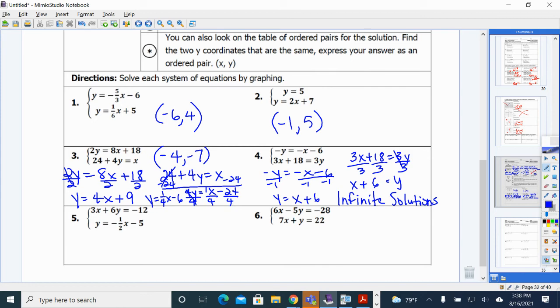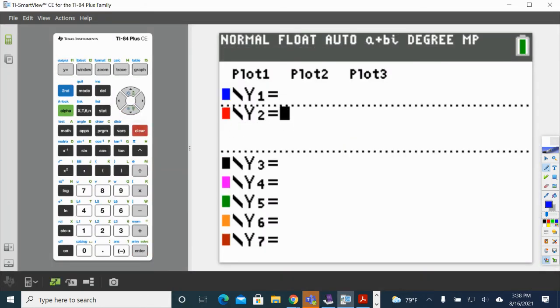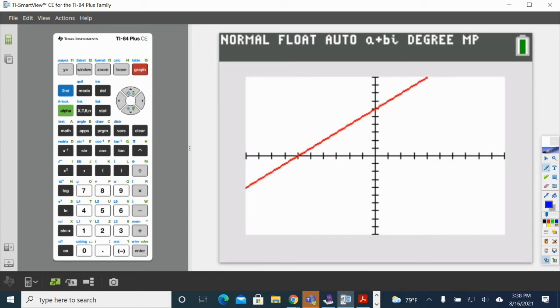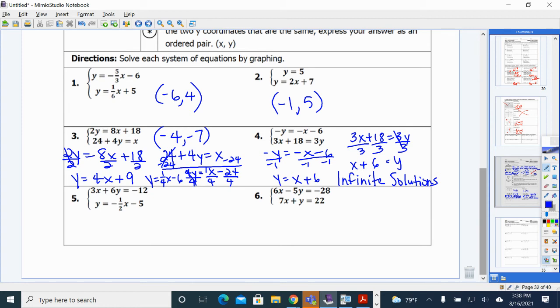If I were to graph this, I mean, obviously they're going to be the same line. There's the blue, there's the red. So they hit each other everywhere. Remember that the solution to a system is where the lines hit each other. With this situation, they hit each other everywhere. So there's an infinite number of solutions. You cannot say all reals because not all reals work.